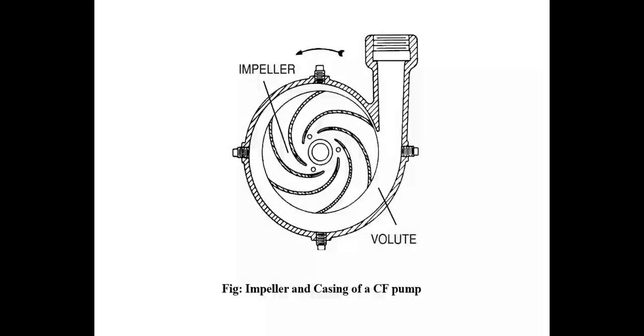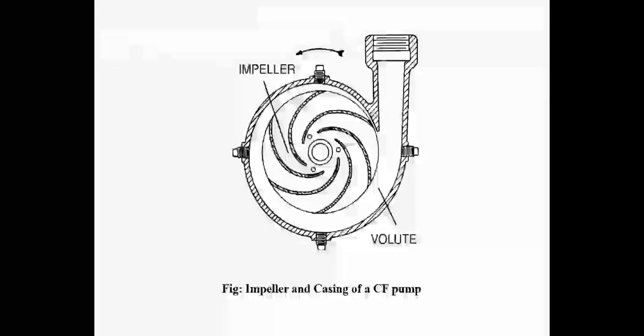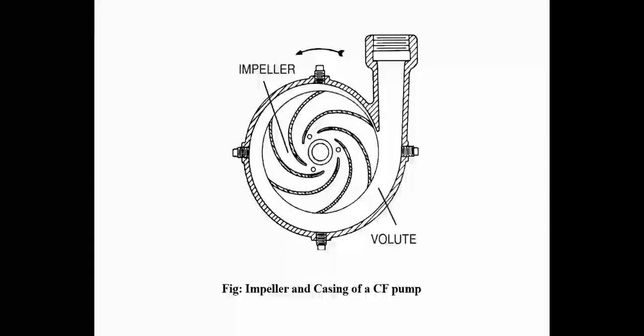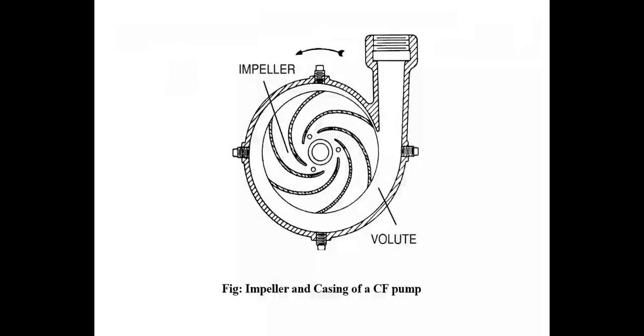So that's why it is known as volute casing. The clearance, meaning the space between the impeller and the casing, is increasing from this end to the discharge end. That's why this particular system is known as volute casing. This helps in increasing the pressure energy and increasing the discharge.